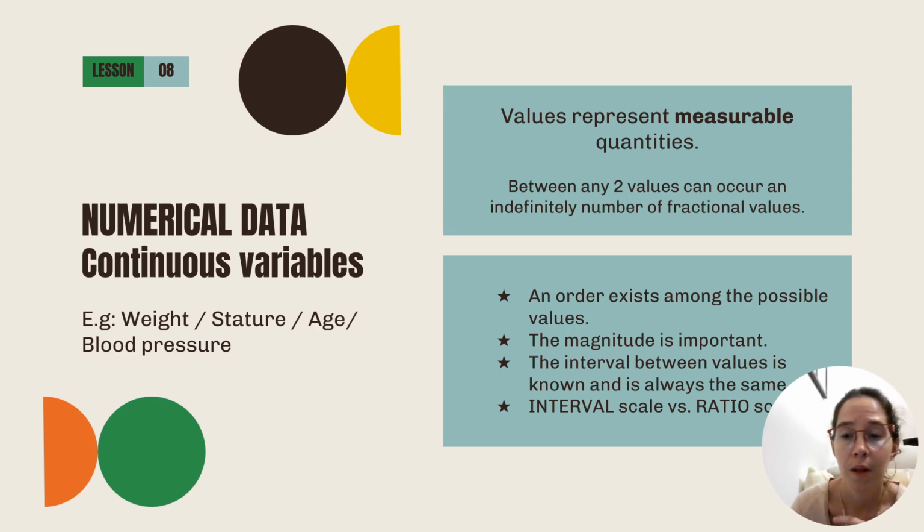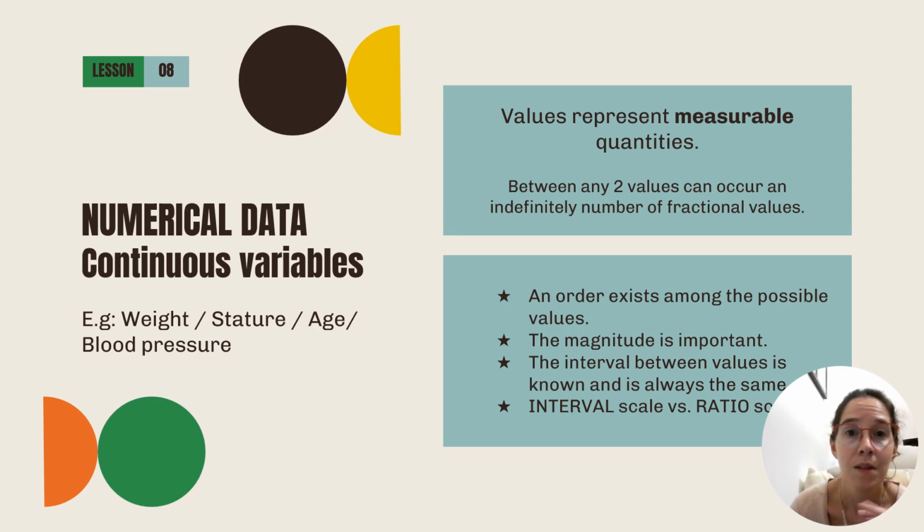For example, variables that are continuous are weight, stature, blood pressure, and so on. In this case, for example, let's take weight. You can see that the difference between 15 kilograms and 16 is the same as the one that exists between 45 and 46 kilograms. Here, the grade of precision will depend on the measurement instrument that you have. For example, for weight, we can have a weighing scale that detects the person's weight until 10 gram increments, or a scale that detects only until 100 gram increments.